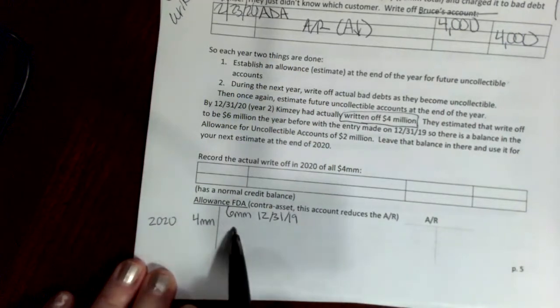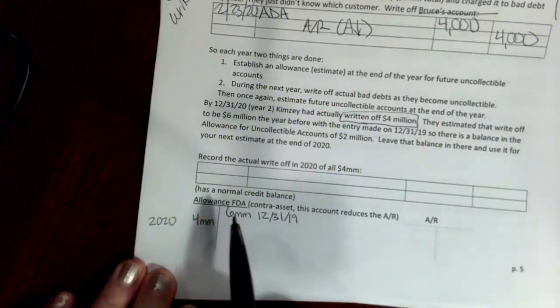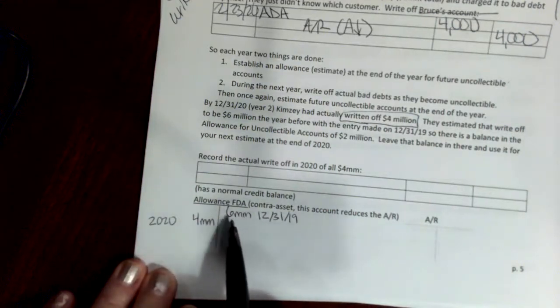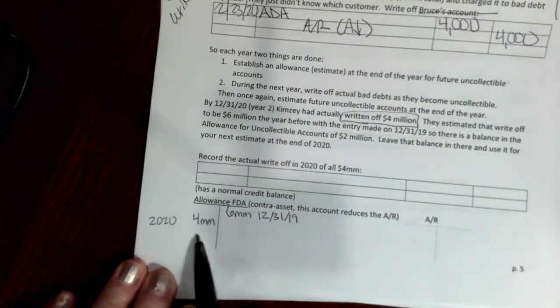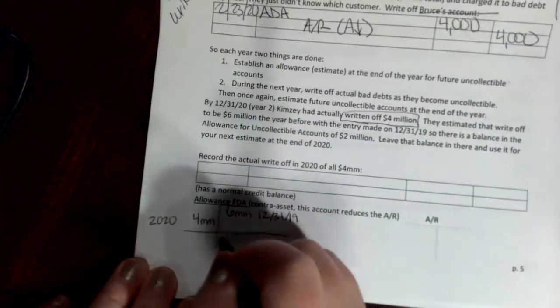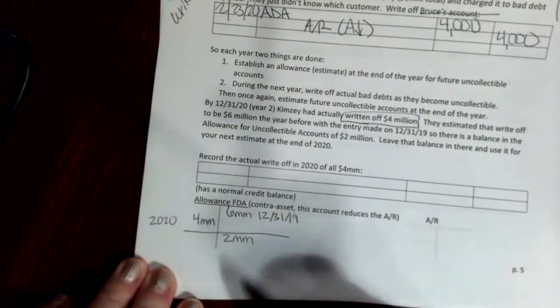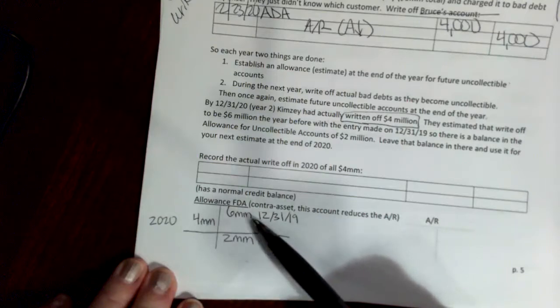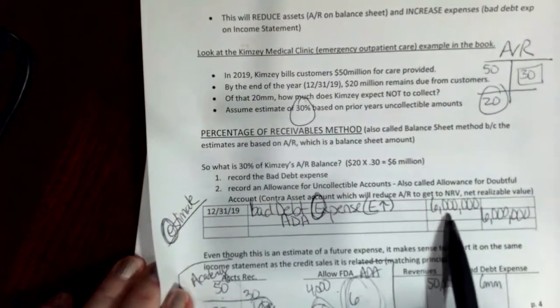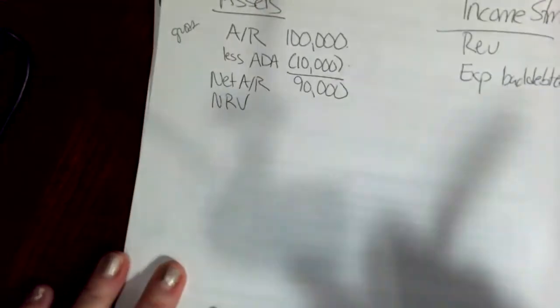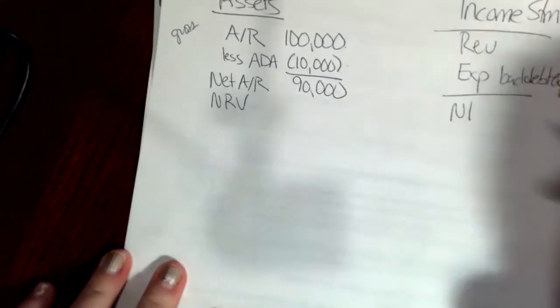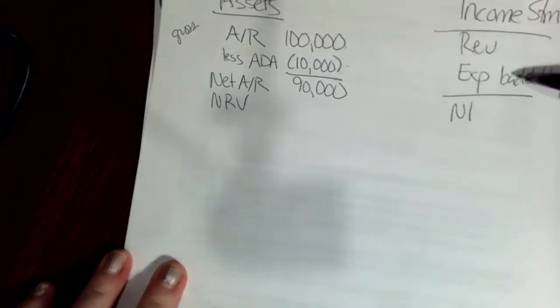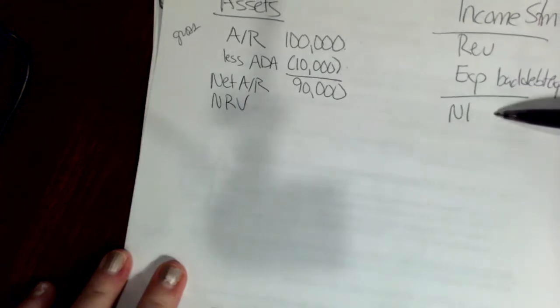Hopefully you can look at that and go, oh, we, being Kimsey, guessed too high. We thought customers weren't going to pay us $6 million. We thought we were going to have uncollectible accounts of $6 million. And we actually only had uncollectible accounts of $4 million. We were left with a balance of $2 million in this account. We guessed too high. What did this do to our net income? If we guessed this amount too high, our bad debt expense was also too high, meaning our net income would be too low. If we have too much in expenses, it made our net income go too low.